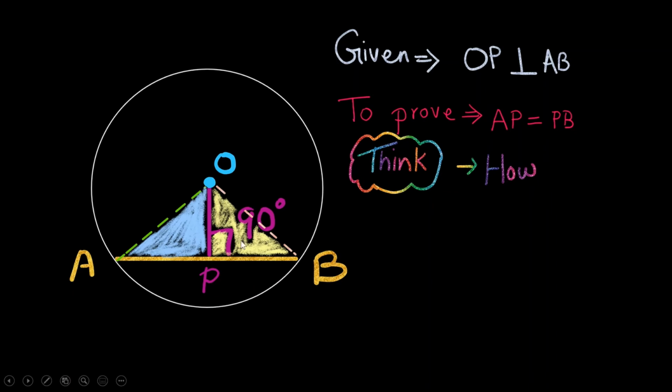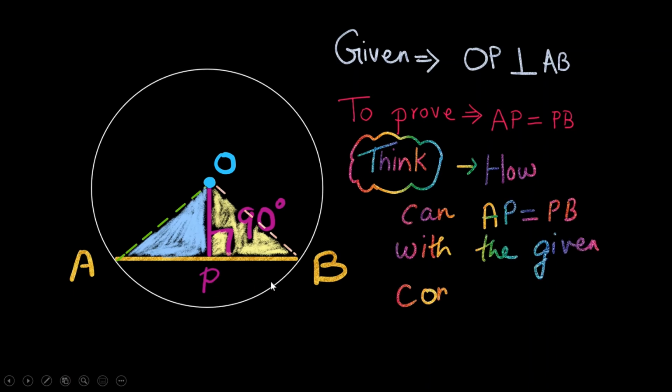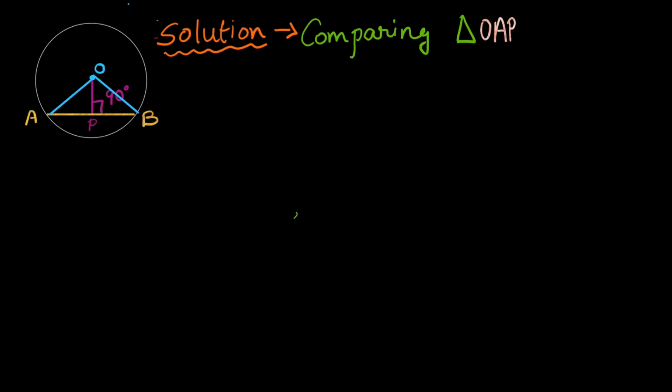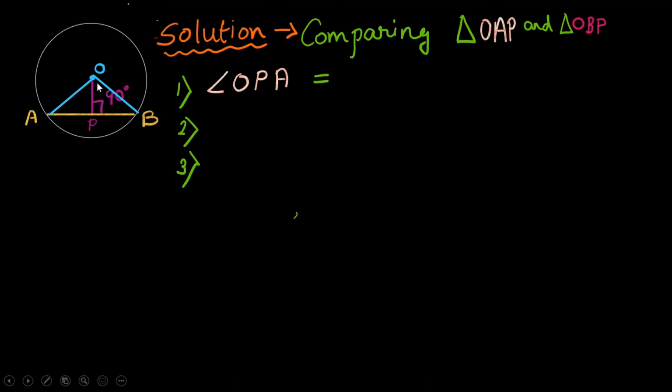So after joining, think about that. How can we prove that they are congruent? Pause the video and think about that. So if you see, comparing the triangles OAP and OPB, we see that there are again 3 points. The first point is angle OPA. OPA is equal to what? Angle OPB. What is the value? We know that it is 90 degrees.